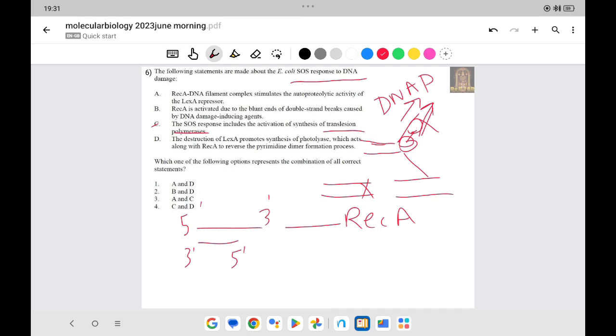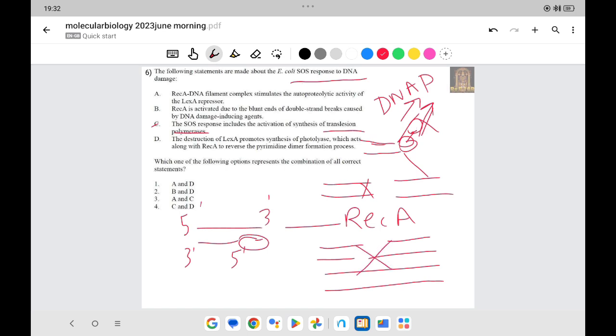So to do that, we need some exonuclease which can chew away the 5 prime end of the DNA and form a 3 prime overhang. So this RecA enzyme will bind here and form the homologous recombination. To do this recombination, it will bring another DNA strand which is conformationally homologous to this sequence, and this will recombine.